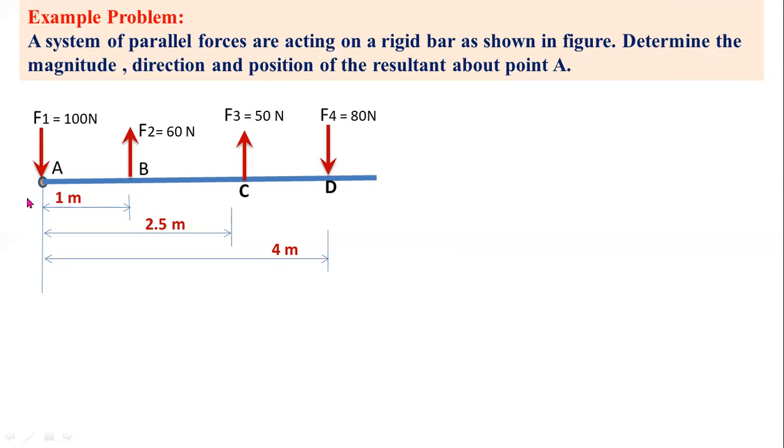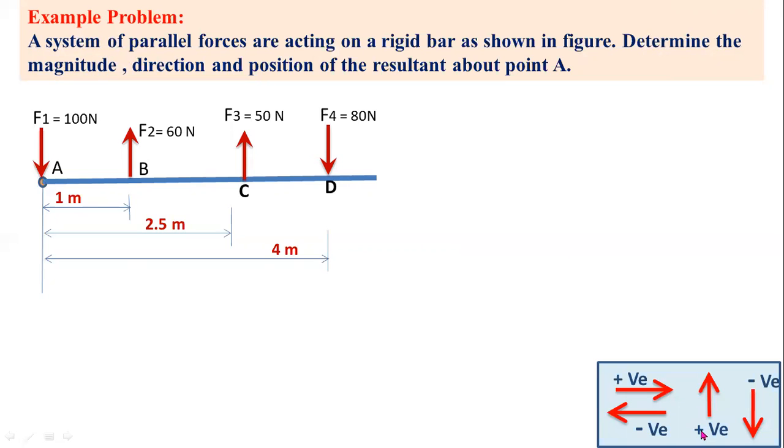So here I consider point A as a turning point or center of moments. So you have to consider all moments with respect to point A. Already we know the sign conventions. By using these sign conventions, we have to find out the value of resultant. For upward directions, you have to consider positive sign. For downward direction, you have to consider negative sign.